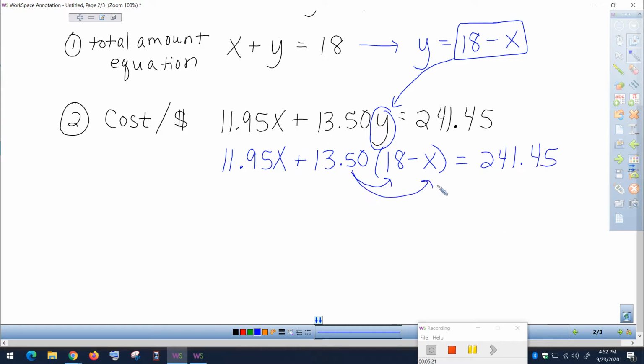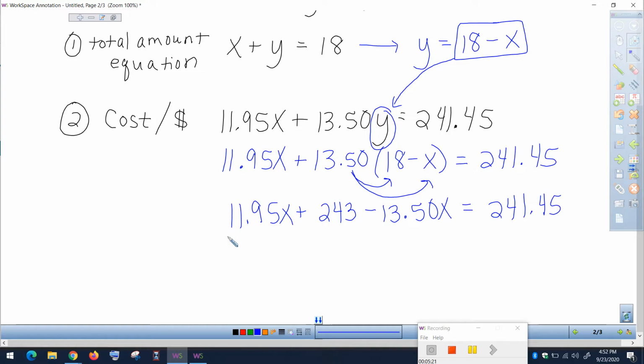Now I'm going to continue solving this by distributing the 13.50 into the parentheses. And I'm just going to do this on my calculator right here. Okay, so let's bring down the 11.95x part. 13.50 times 18 is 243. And then I'm going to do minus 13.50 times x when we distribute that to the second part. And now we've got some like terms here.